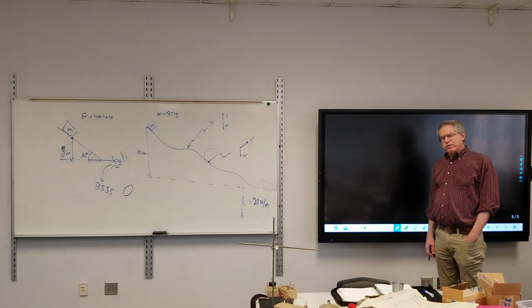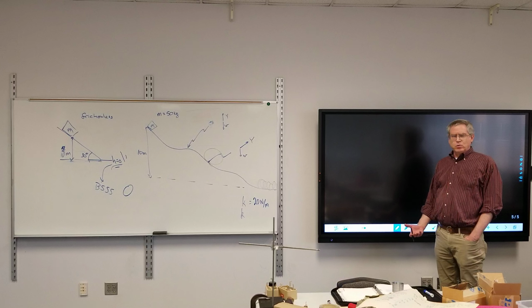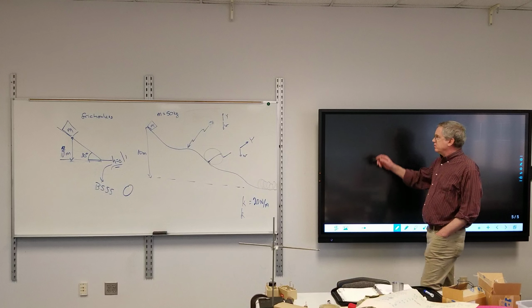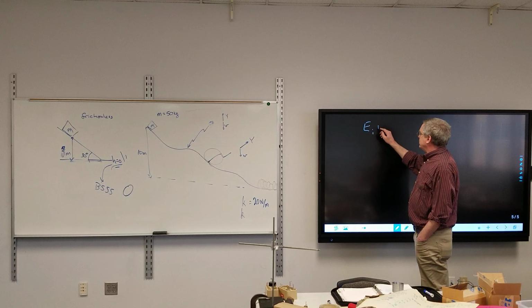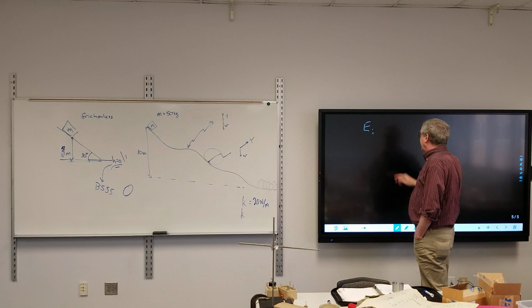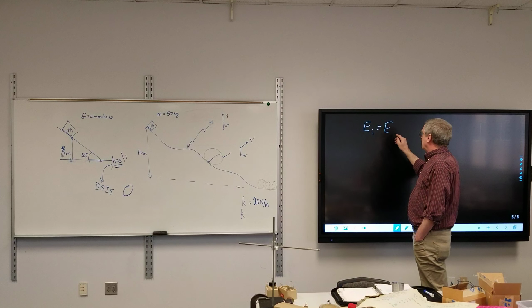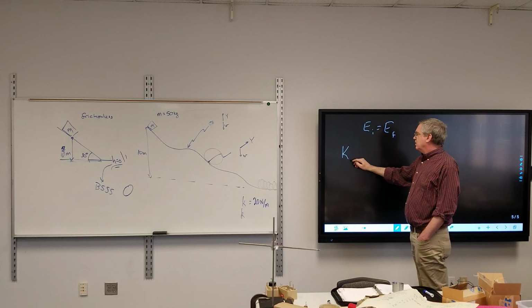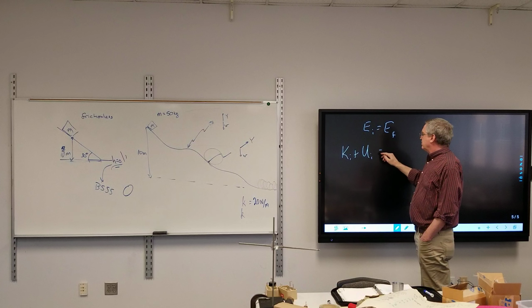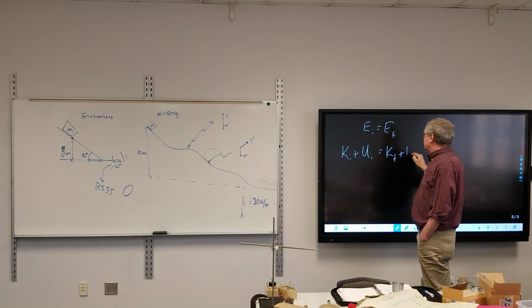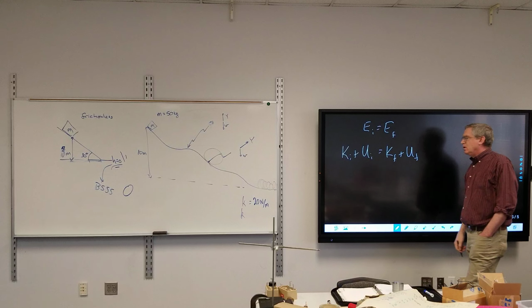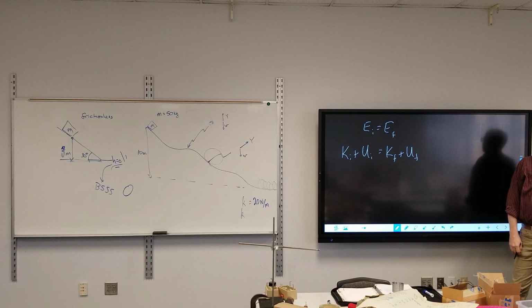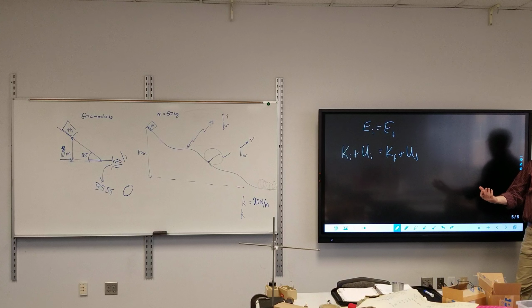The only non-conservative force involved is normal force. It does no work. Energy is conserved. So we have energy initial. And yes, I am about to ask that question again. Here we go. What's the formula for kinetic energy? 1/2 mv squared.